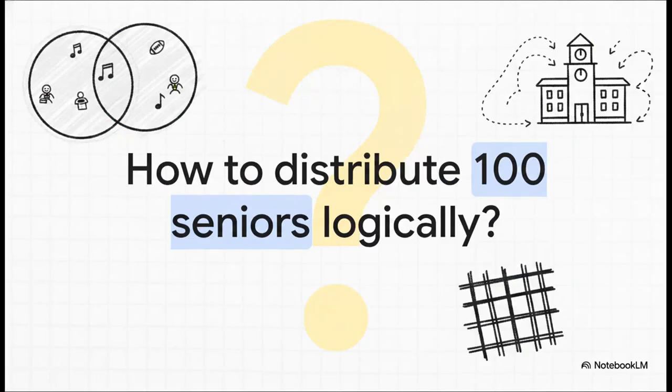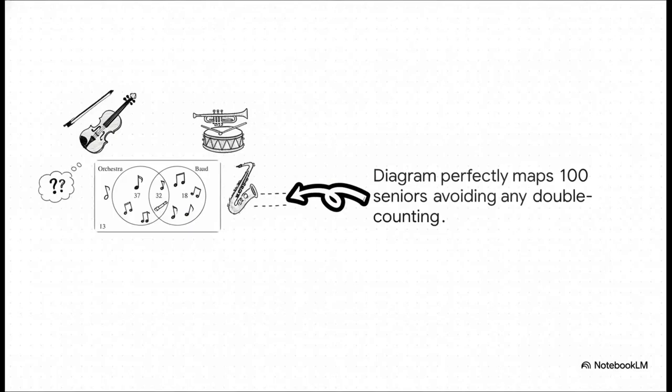Let's anchor this concept with a real-world exam problem to test our logic. Imagine a high school with exactly 100 seniors. We need to figure out who plays where without accidentally double counting the busy students who are doing both band and orchestra. Now, the real trick to solving this puzzle is that center intersection. The 32 in the very middle represents the students doing both.